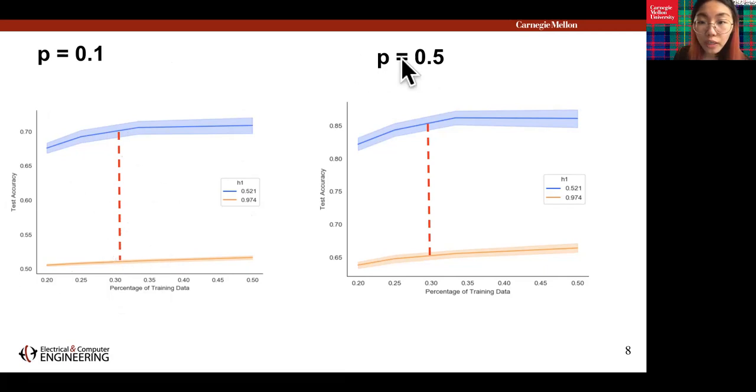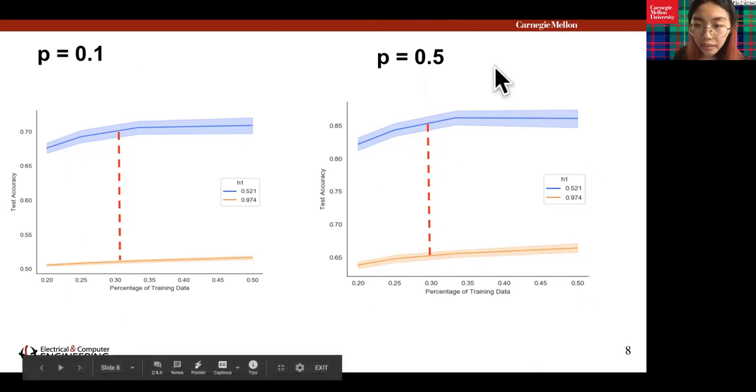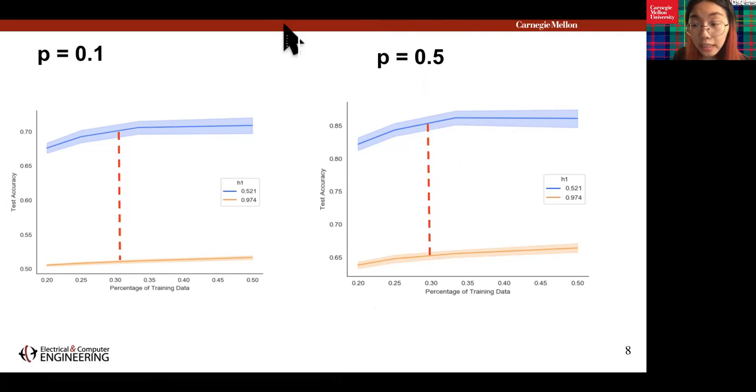Now, for the denser graph, this trend also exists. The blue line is always above the orange line, and with 30% training data, the gap is around 20%. So together, these two graphs show that for simulated data sets with different sparsity, if we have a low edge entropy, then this data set is relatively easy. And if we have a high edge entropy, this data set is relatively difficult.